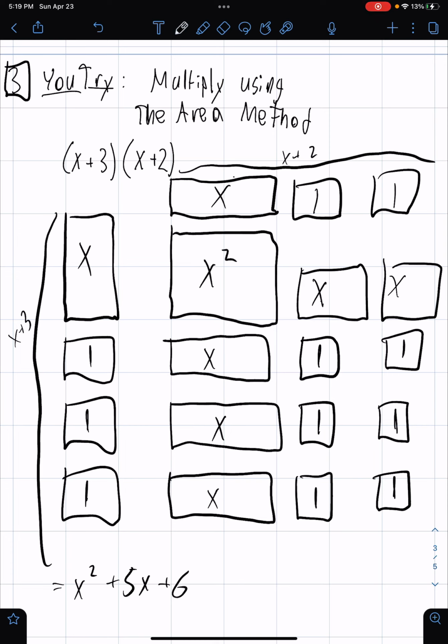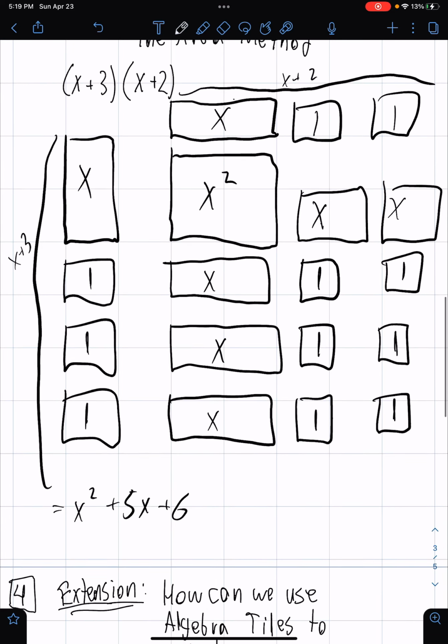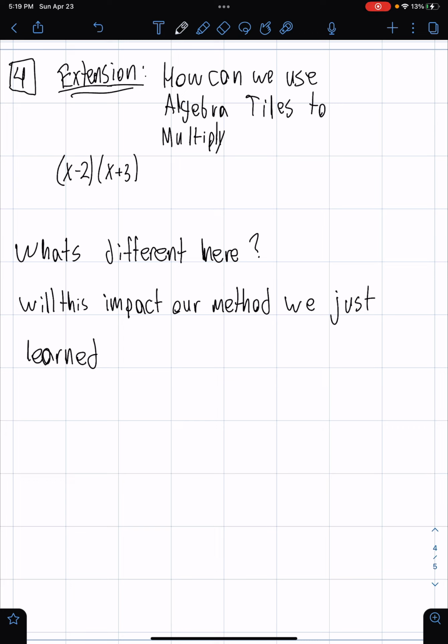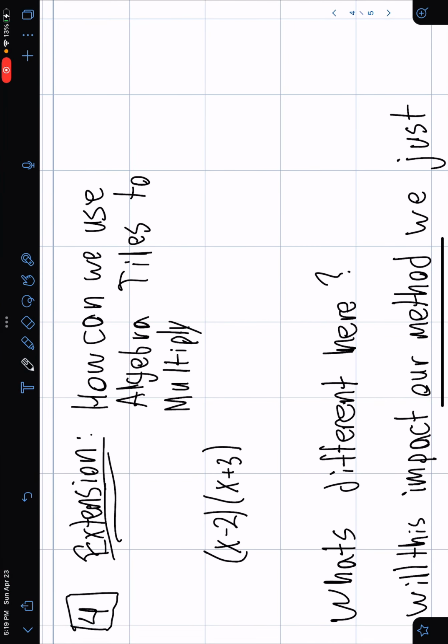I hope you guys understood this area method. Now moving on to our last part, our extension. Here is another problem to get you thinking for next class. We see right here x minus 2 times x plus 3. What's different here? Would this affect our method, or our way of approaching this problem, with the method we just learned?